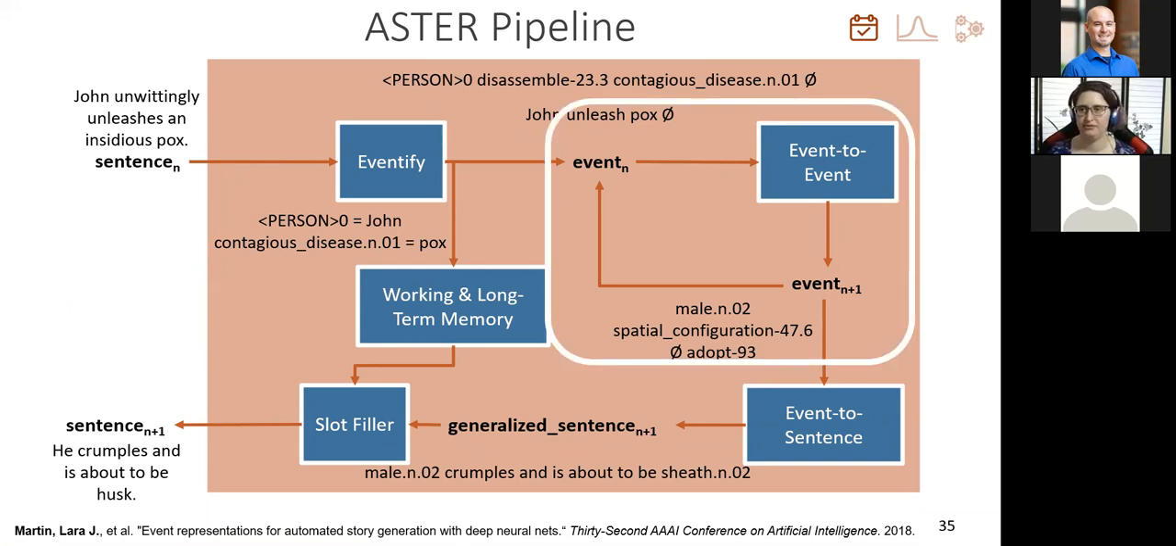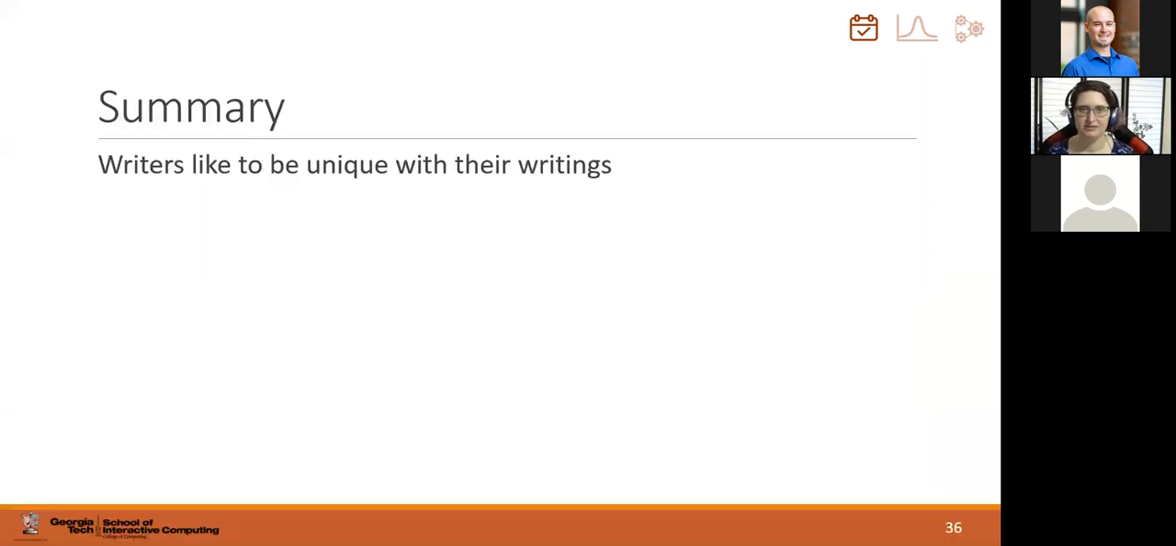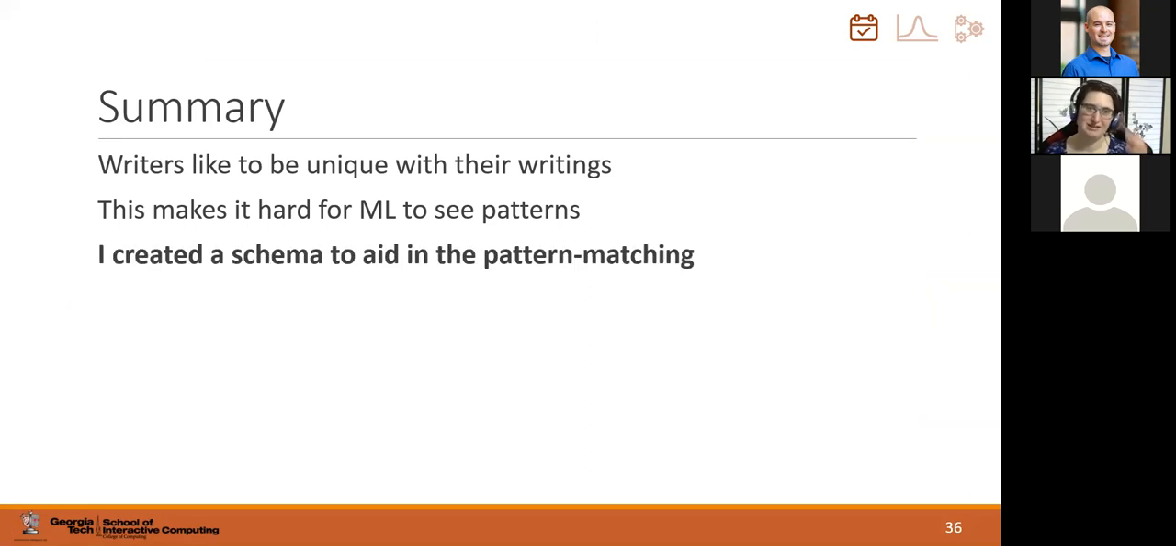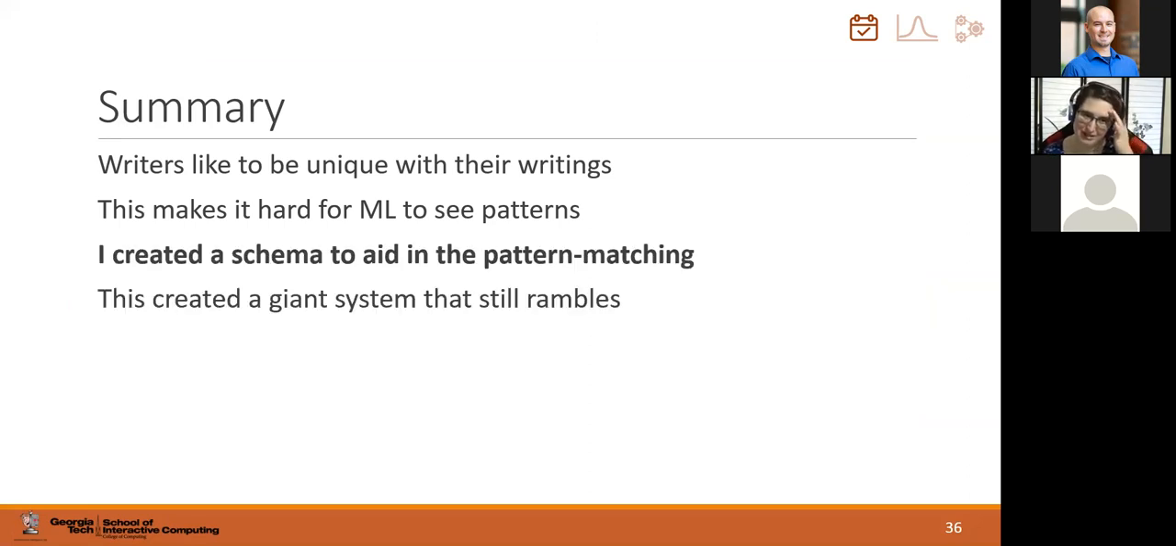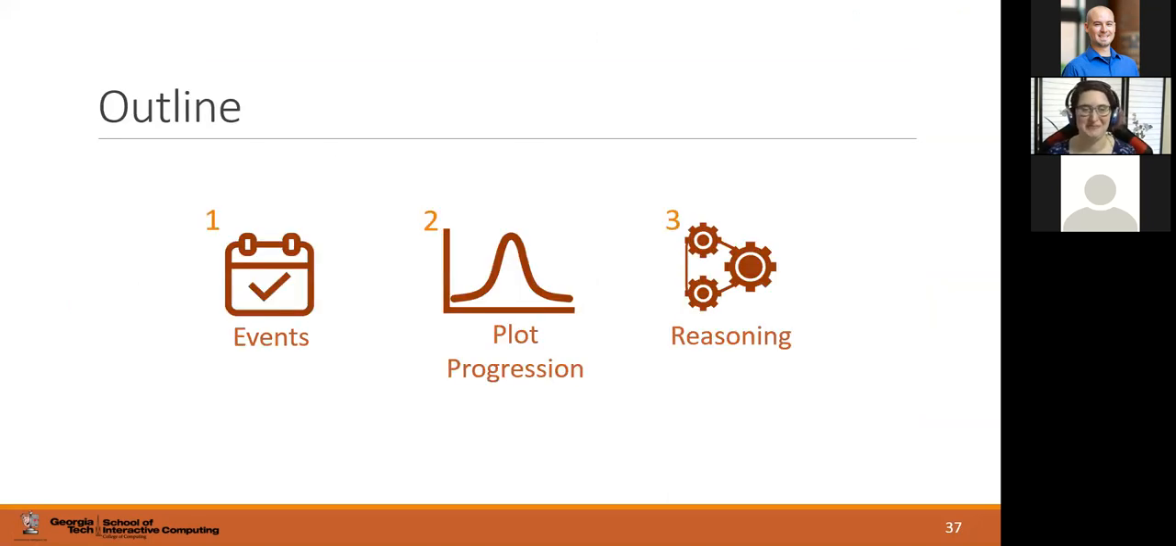So for the rest of the talk, I'm going to focus in on this event-to-event loop, and I looked at it a couple of different ways. So far, writers like to be unique with their writing. This makes it hard for machine learning to see these patterns. So I created a schema to aid the pattern matching, but this creates a system that still likes to ramble. So the way I got around this rambling was through plot progression.